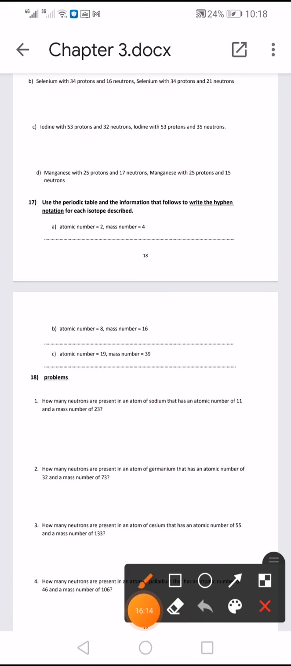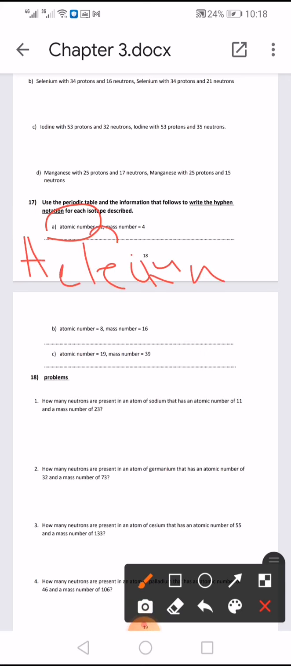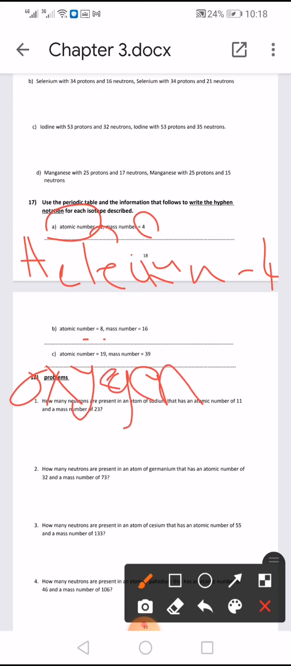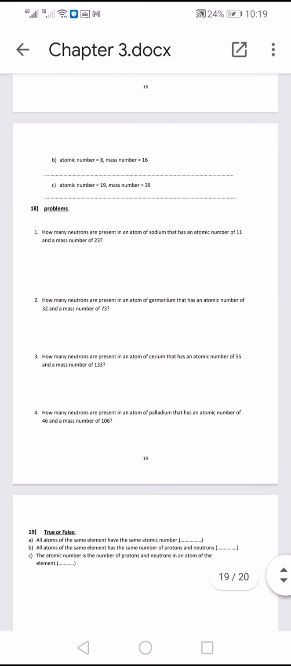Here we want to write hyphen notation, but we have the atomic number and mass number. We use the atomic number to look in the periodic table. We search for atomic number 2 in the periodic table, and we will find that the name of the element is helium. So helium is the element with atomic number 2, and we write mass number 4, helium 4. This one, atomic number 8, is oxygen. We know it by searching in the periodic table. Oxygen, then mass number 16. That's it. Here is the last one.